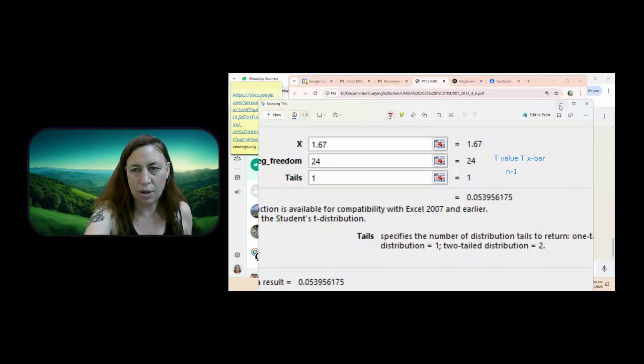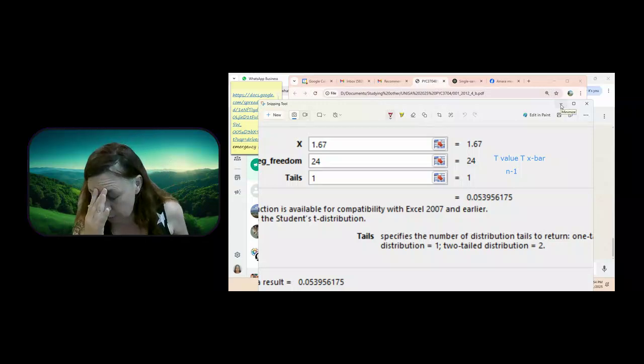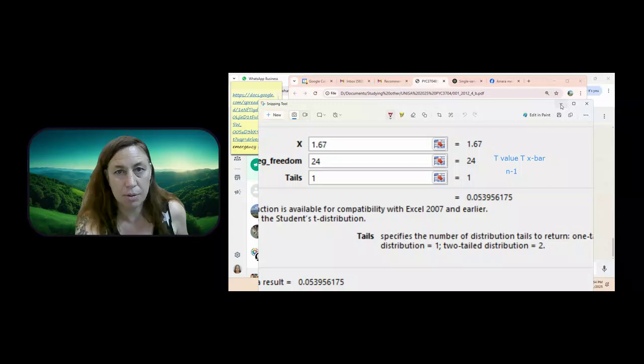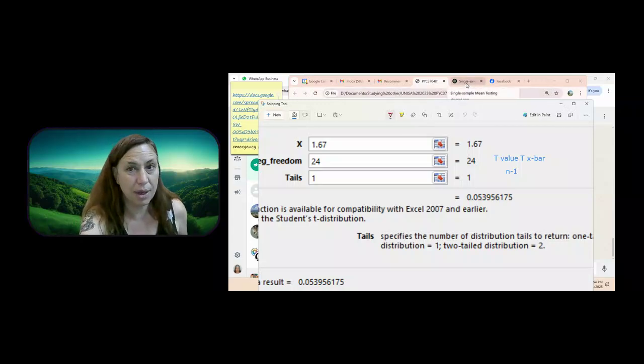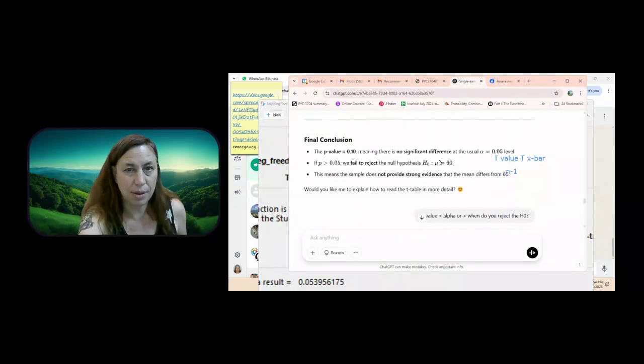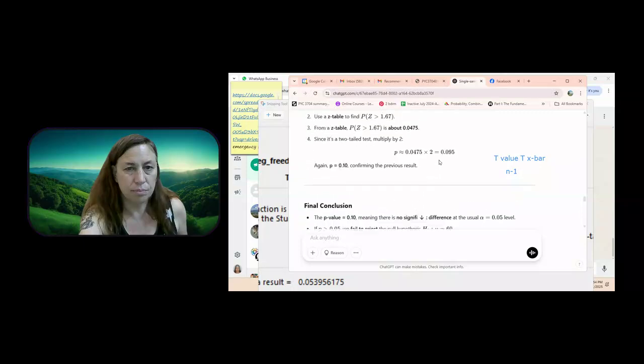Now, you can look it up in a t-table, which I found far too much deep end, because then it's a whole different way of looking at the numbers. And you can get an approximation on the Z table, which I discovered thanks to my tutor ChatGPT. Here we go.